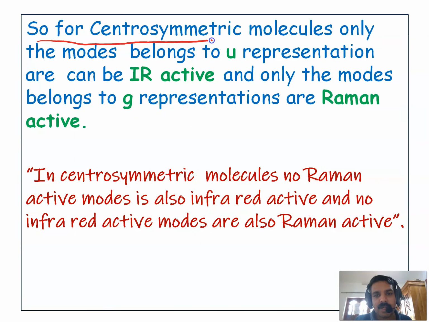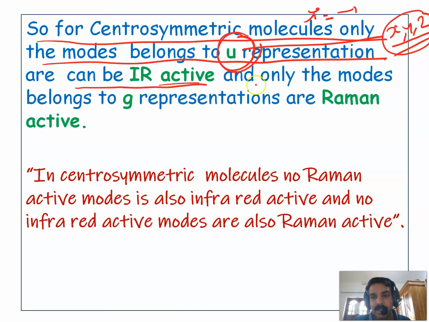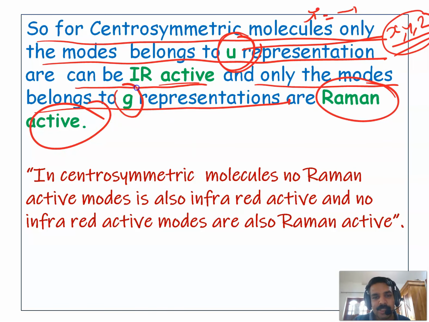That is, for a centrosymmetric molecule, only the modes belonging to the U representation can be IR active. Why? Because the U representation has the symmetry of x, y, z, or their basis will be x, y, z. For the U representation, the character of i is equal to minus 1, and that belongs to x, y, z. So they are IR active. And only those modes belonging to the G representation are Raman active, because the G representation comes under these binary combinations xy, xz, yz, like that. So this is the mutual exclusion principle.